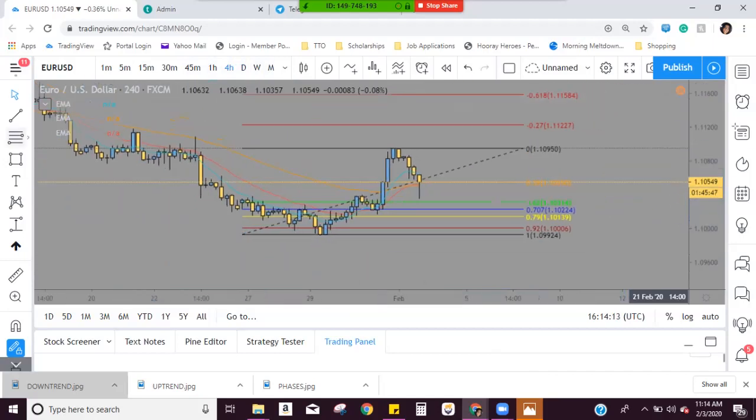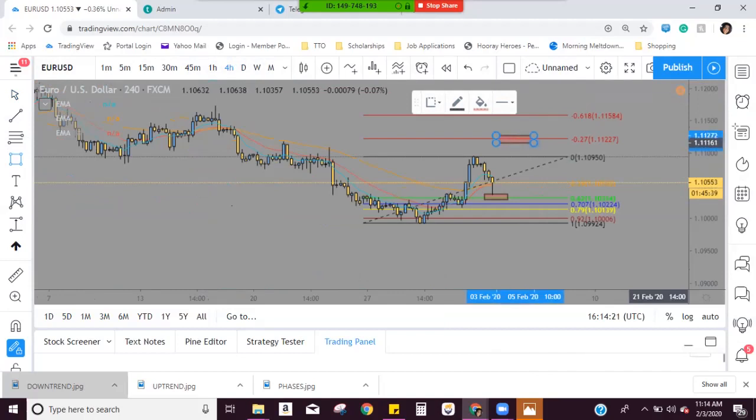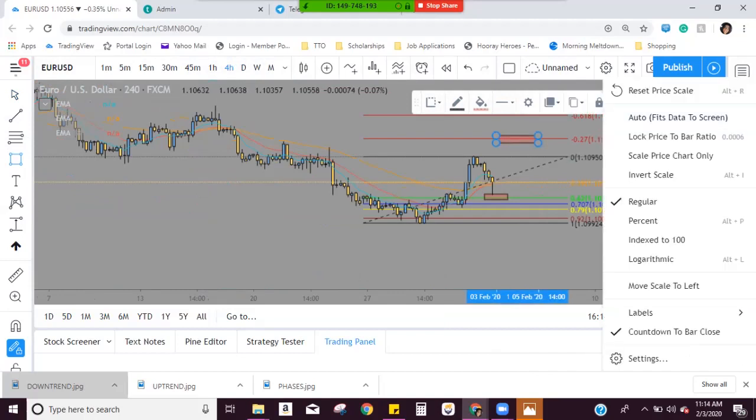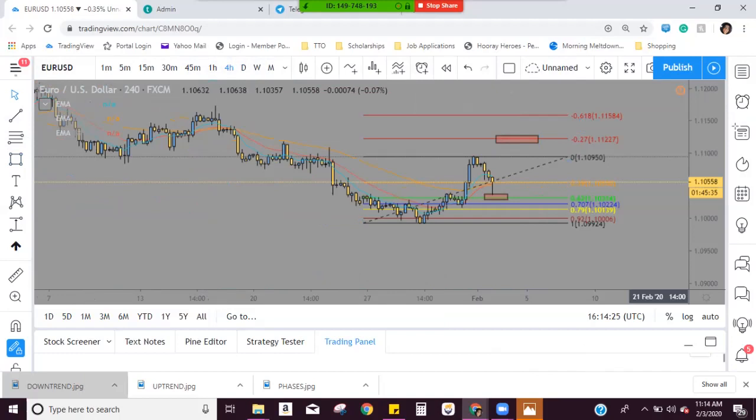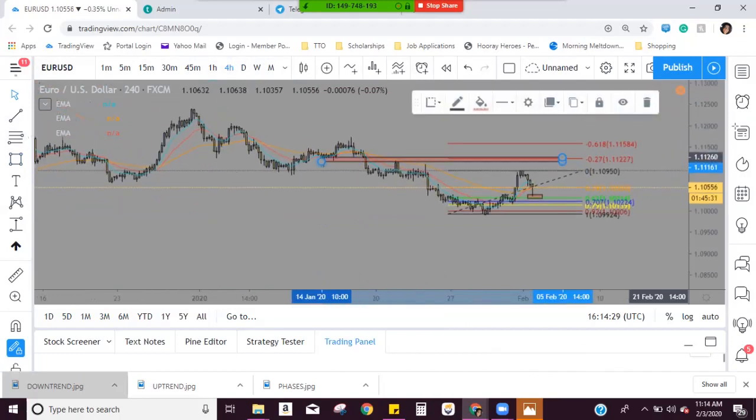And what do we see? Price came down to negative or 62%, and now it wants to push up. So where's our TP level? First TP would be negative 27, which if we look at it, lines up with the previous highs. Next TP level is going to be negative 61.8, which if we look at it, lines up to the previous highs as well.